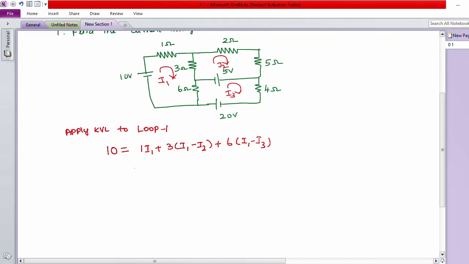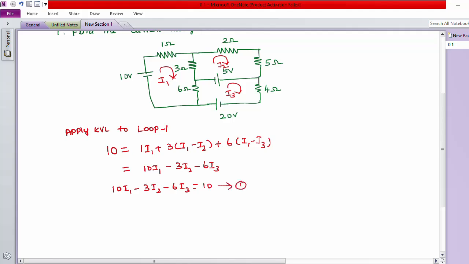Now we have to simplify these equations by combining all the coefficients. Here you have 1 I1, 3 I1, and 6 I1. Combining them, we can write 10 I1 minus 3 I2 minus 6 I3. Now we write the simultaneous equations in terms of all the unknown variables equal to a constant. So we rewrite this equation: 10 I1 minus 3 I2 minus 6 I3 equals 10. Take this as equation number 1.